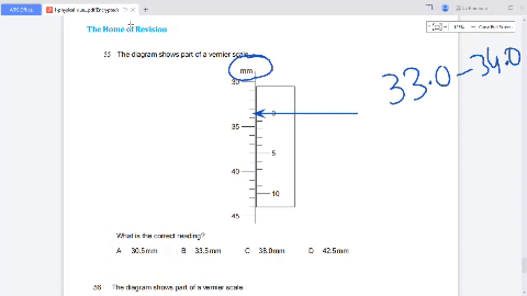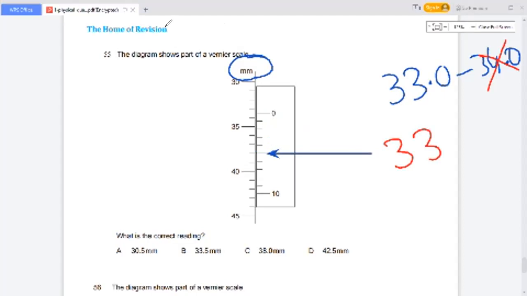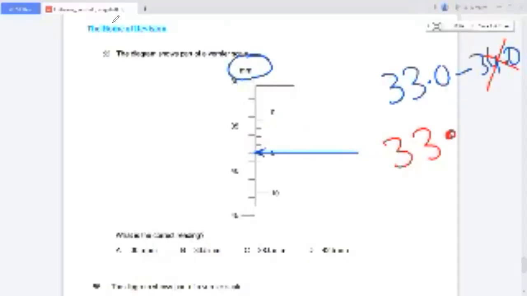We don't care about this number, we only consider this one. Next, which line actually matches exactly? See, vernier scale line number 5 is matching with this line, so it becomes 33.5 mm. So our correct answer is this one.